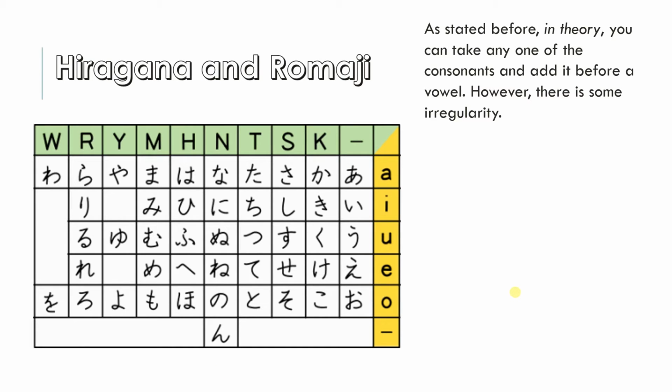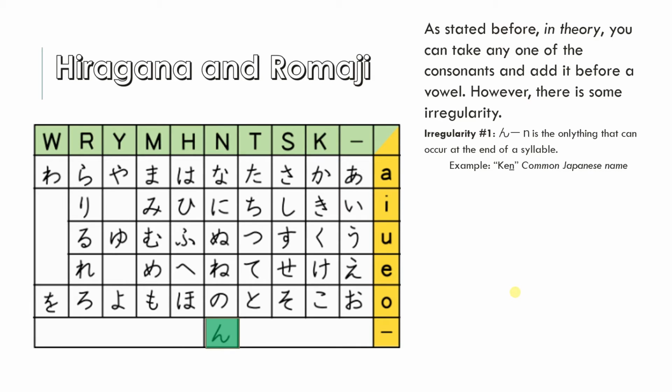Alright, as stated before, in theory you can take any one of the consonants and add it before a vowel. However, there is some irregularity. And let's go ahead and look at those specifically one more time. The first is the n, and that can only occur at the end of a syllable, and it doesn't have to have a vowel come after it. An example of that is the name Ken, which is a common Japanese name.